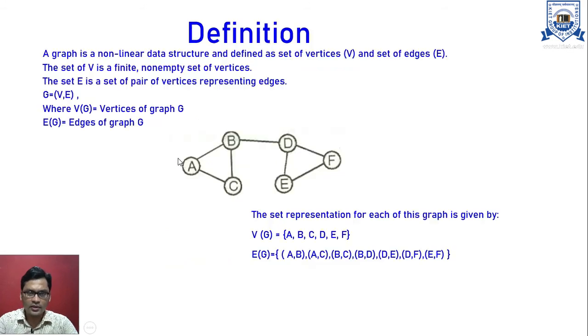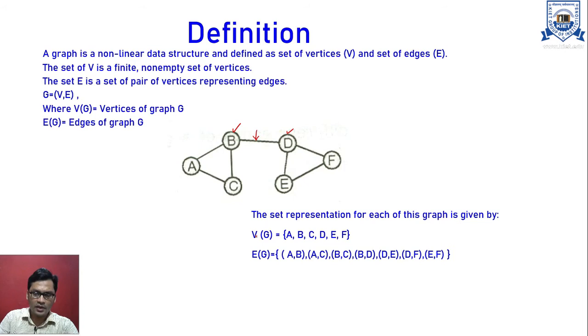Right, okay. Let's come to the definition of graph. Graph is a non-linear data structure, right? It is defined as the set of vertices and set of edges. The set of vertices must be a finite and non-empty set. This is the vertex, and this is the edge. Edge is the set of pair of vertices representing the edge.